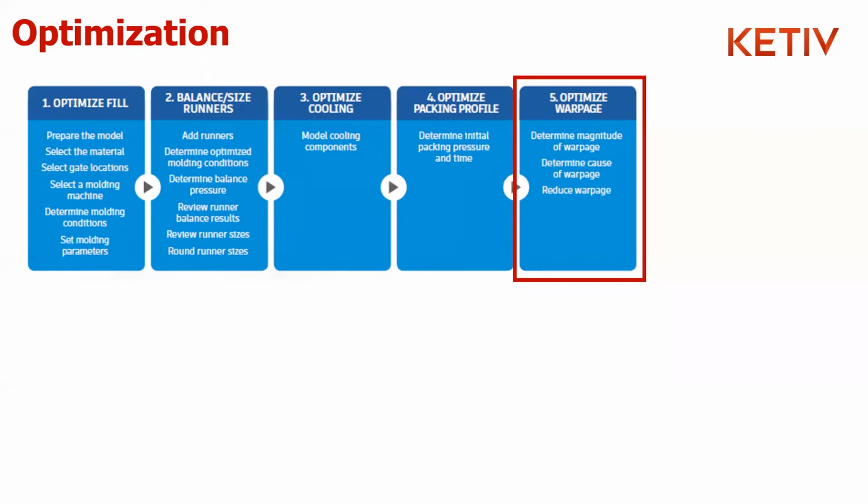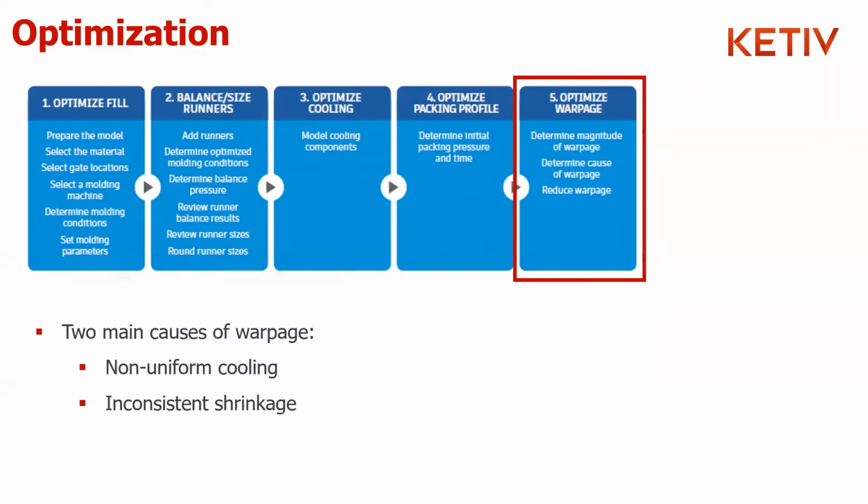Now, the reason we're focusing on the warpage here is because there's usually two main causes of warpage. The first one being non-uniform cooling, and the second being inconsistent shrinkage, right? So essentially what we were talking about previously: if your cooling isn't uniform, then that's going to lead to unpredictable warpage. If your shrinkage is not uniform and consistent, that's going to lead to some unpredictable amounts of warpage as well. Now, as you can see here, warpage shows up at the end of this process, at the very end of this process.